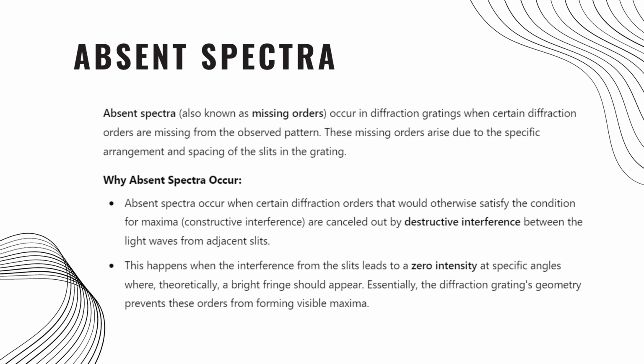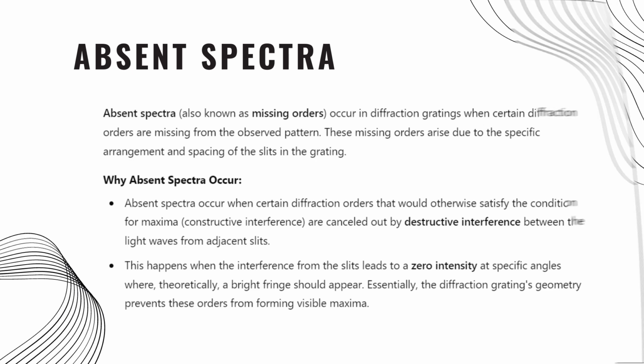Why do absent spectra occur? Absent spectra occur when certain diffraction orders that would otherwise satisfy the condition for maxima, constructive interference, are cancelled out by destructive interference between the light waves from adjacent slits. This happens when the interference from the slits leads to zero intensity at specific angles where, theoretically, a bright fringe should appear. Essentially, the diffraction grating's geometry prevents these orders from forming visible maxima.